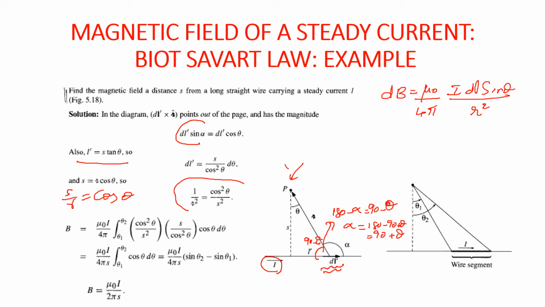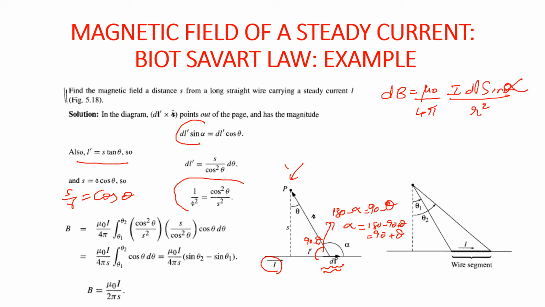Now substituting all this into the expression for Biot Savart law, the total magnetic field, we get mu 0 by 4 pi I integration of dl cross r. So dl cross r is actually dl dash sine alpha in this case, because the angle between the current element and the distance vector is alpha here. I'm sorry for writing theta here. This is sine alpha.